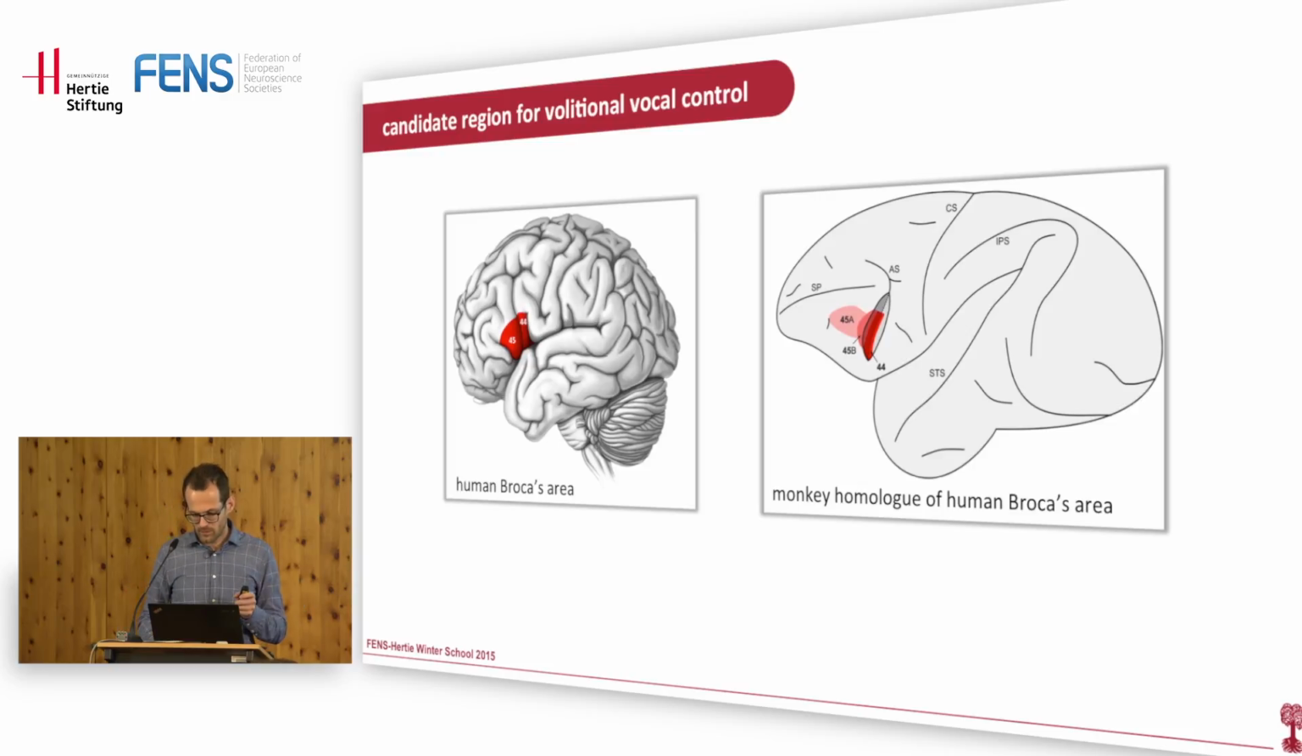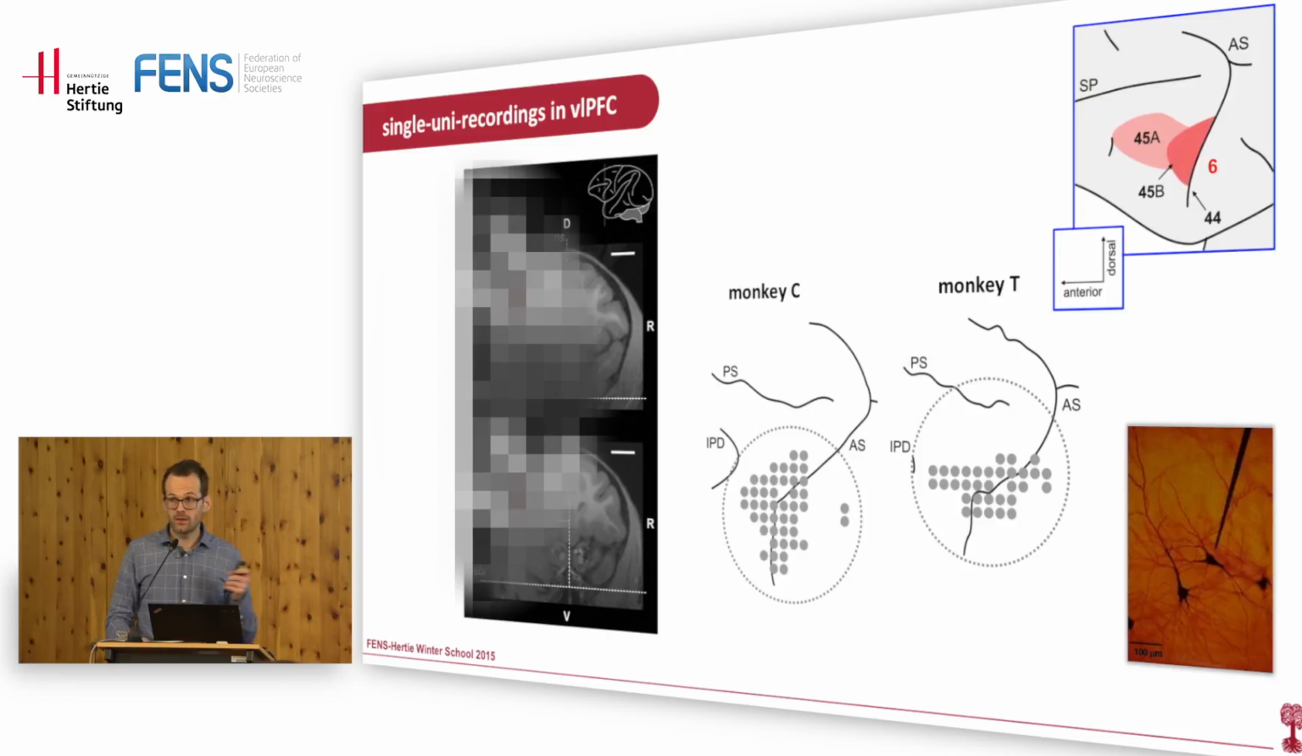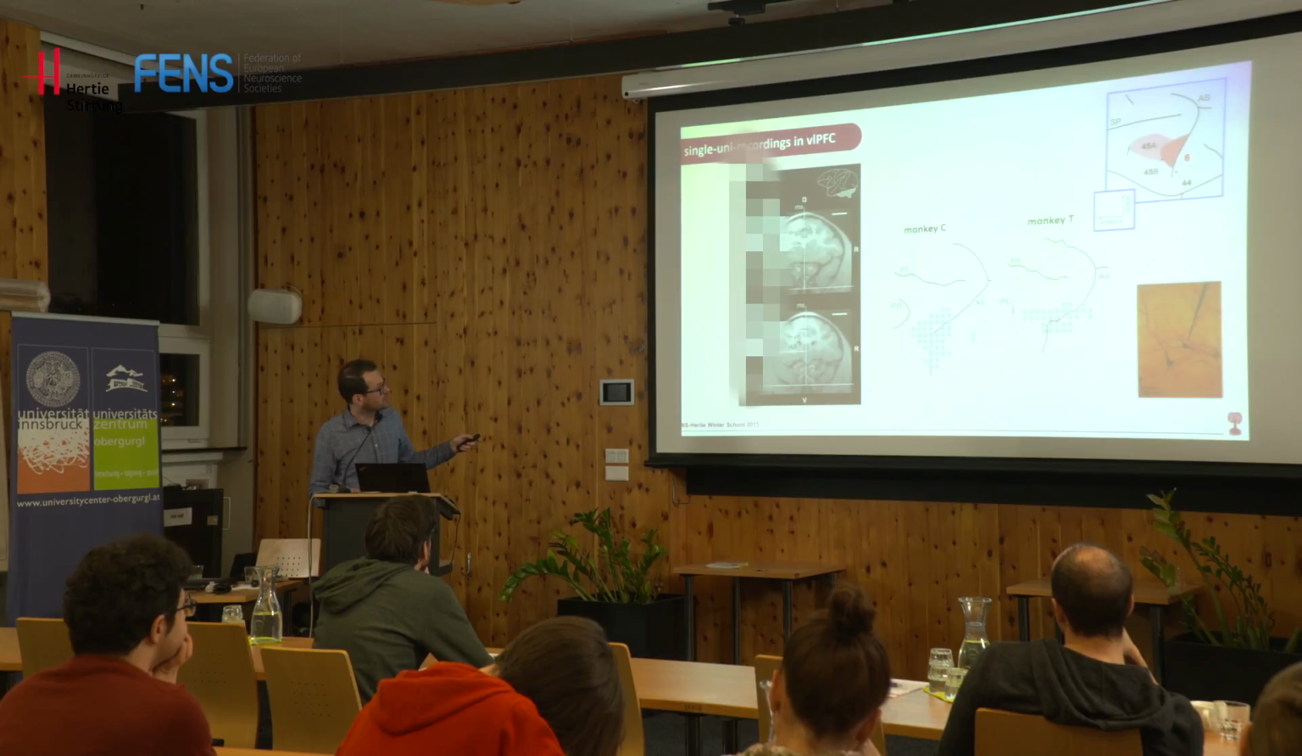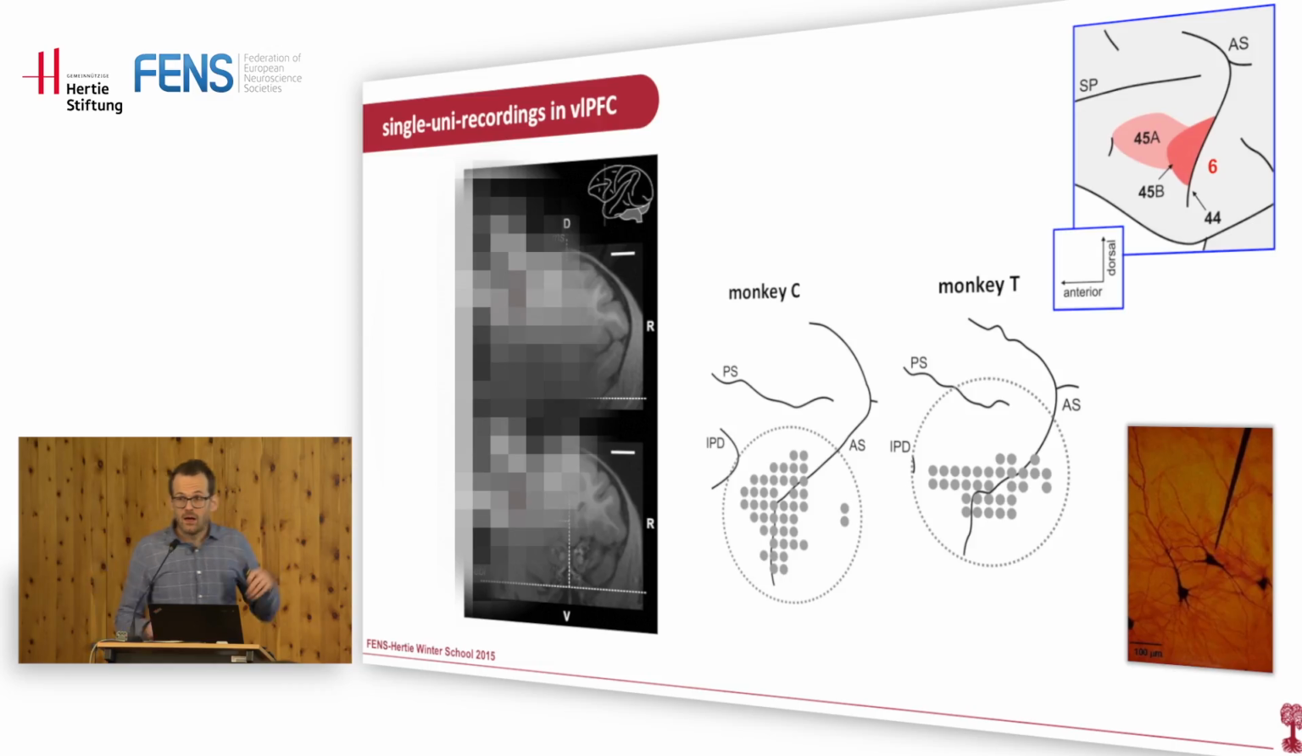So we put our 2 monkeys into a scanner and made an MRI to see where exactly the arcuate sulcus is within these 2 animals. The arcuate sulcus is here, and we then implanted a recording chamber. We recorded mainly in the monkey homologue of human Broca's area, so area 44, which is within the arcuate sulcus, and area 45, in both animals, and we also had a couple of recordings in area 6, the premotor cortex. We were recording around 1,000 cells, 1,000 units.